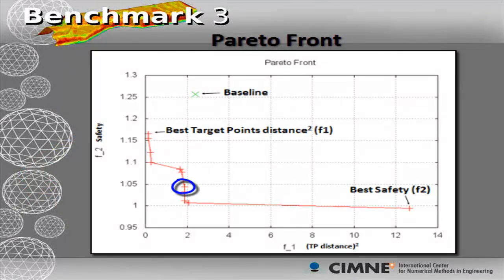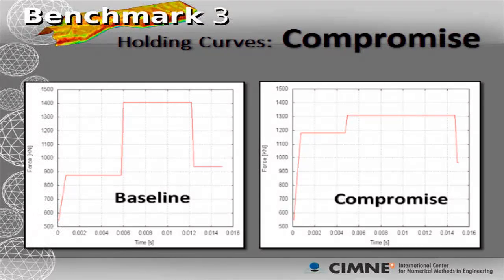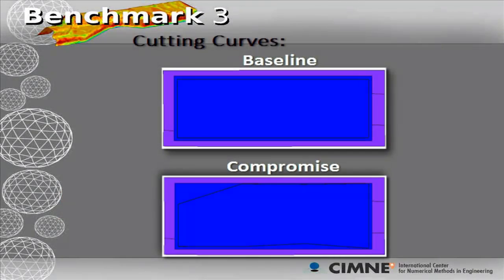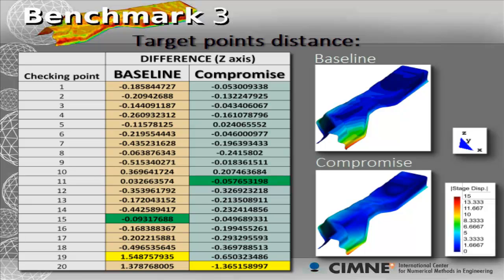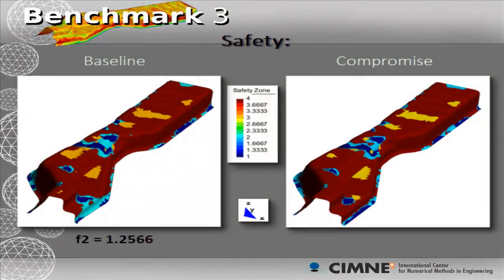The compromise case that has been chosen is the one marked with the blue circle. Again, the holding curve is pretty similar to the others. Same as the initial format, it is similar as well. The spring back values of the points are in general very good, except the point 20 located at the corner that has a higher displacement. At safety, you can see that it improved too in different areas.